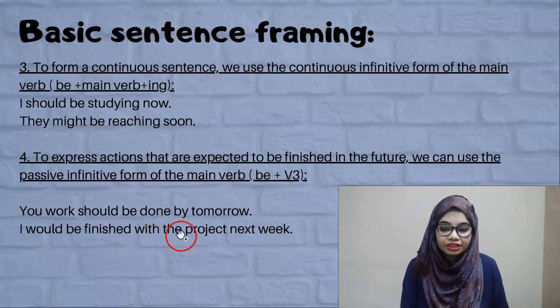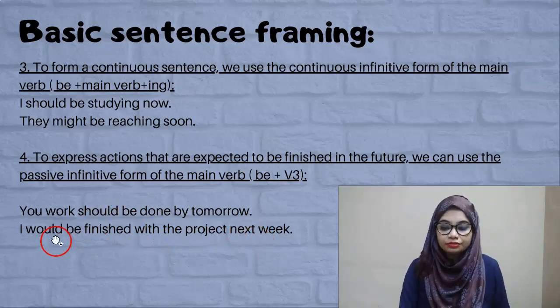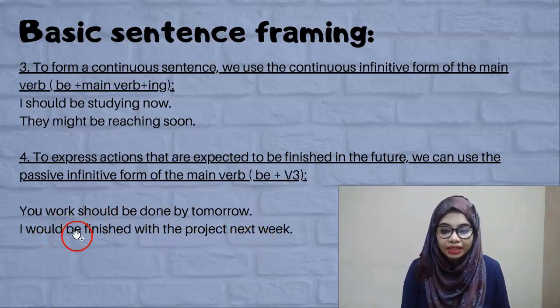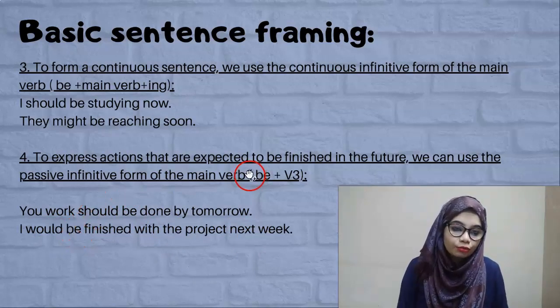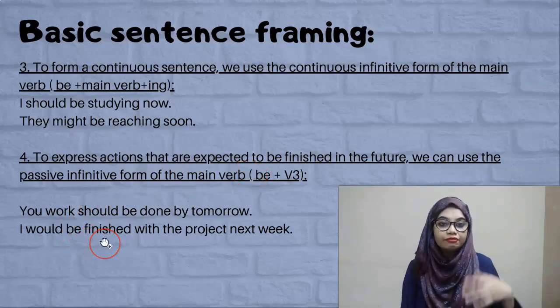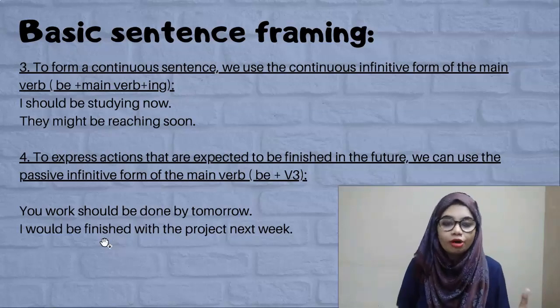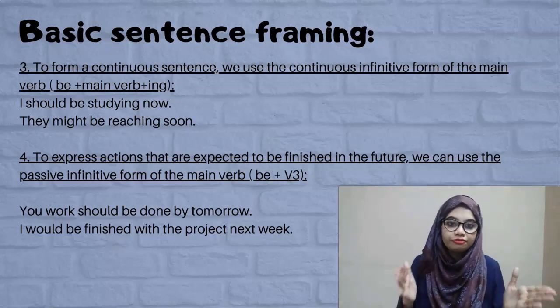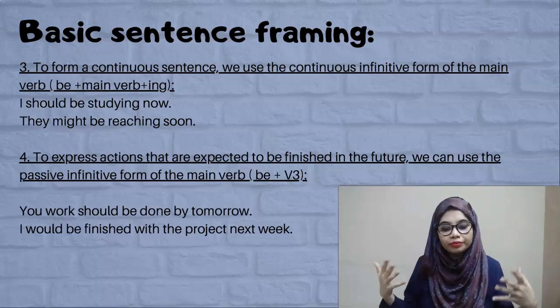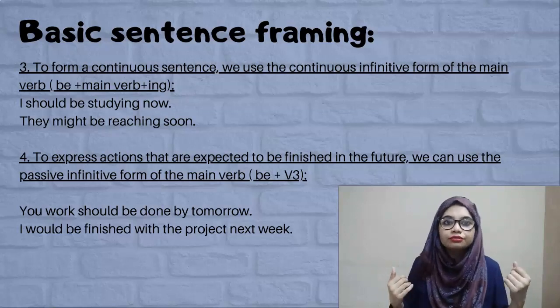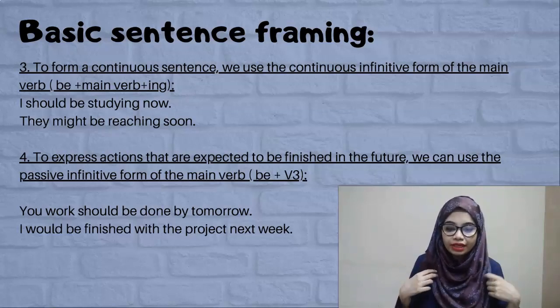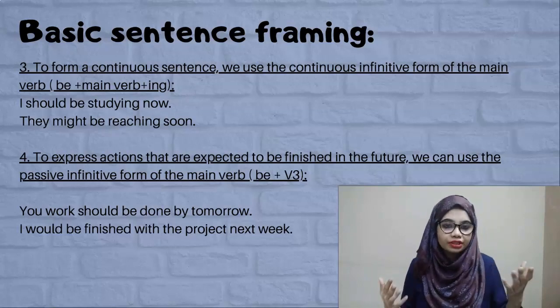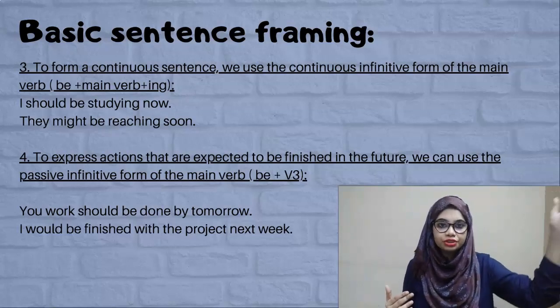I would be finished with the project next week. So would is the modal verb, be is the one we have taken from the formula, and finished is the past participle form or the V3 form of the verb finish. So I would be finished with the project next week. So we are predicting here again. We are trying to say that this particular action will be finished in the future by next week.